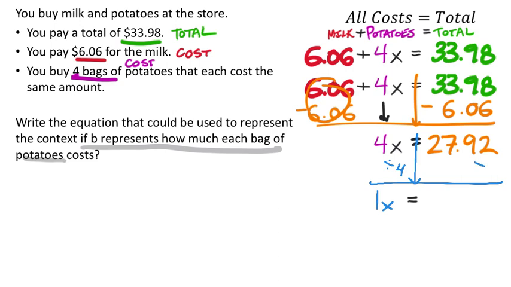Anything divided by itself is 1. I'll take 27.92 divided by 4 as well. I put it in my calculator. I get 6.98.